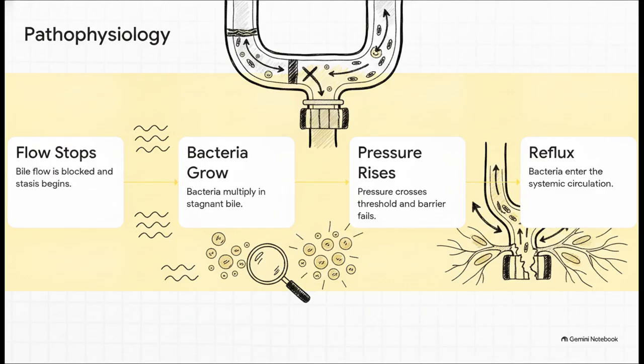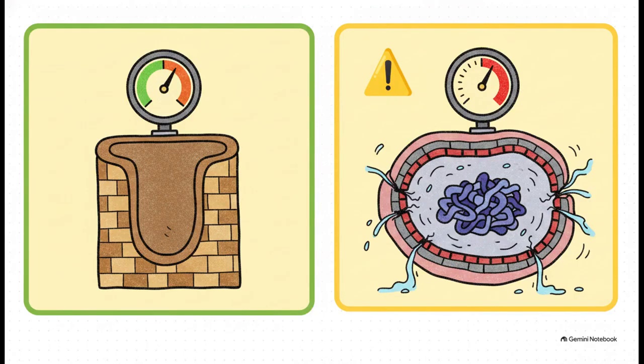In this setting of absolute stasis, gut organisms, typically gram-negative enterics like E. coli and Klebsiella, multiply wildly in that trapped, stagnant bile. What's really fascinating here is that the critical variable driving his systemic collapse is entirely mechanical. It's all about intraductal pressure. A normal common bile duct operates dynamically at roughly 10 centimeters of water pressure.